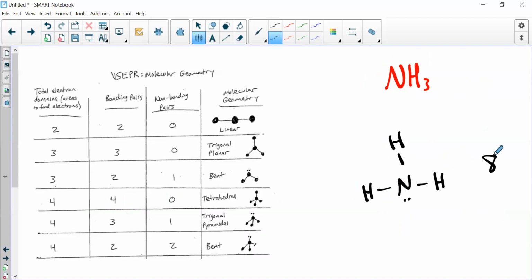That's 8 electrons there. N is 5. H is 1 times 3 is 3. That gives us 8. Notice the numbers match. That means that this is the correct Lewis structure.